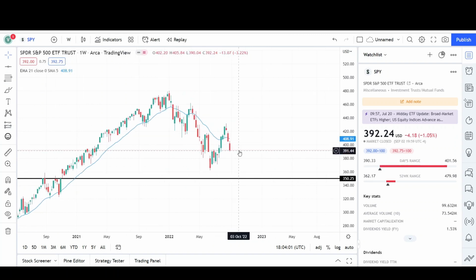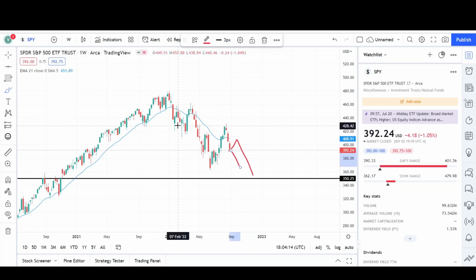We basically did go down. I'm expecting probably another bounce up here back towards the EMA. If we find resistance, there's a good chance we're going to continue lower. If the market is really bearish, we're just going to drop down without even going up. So that's pretty much everything I have for the SPY.